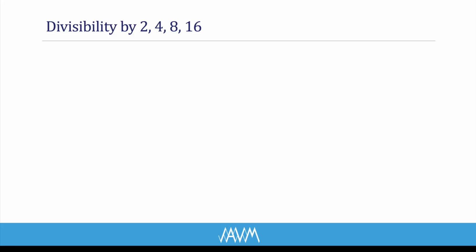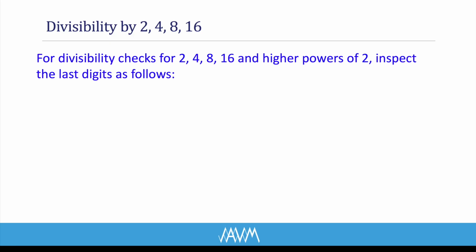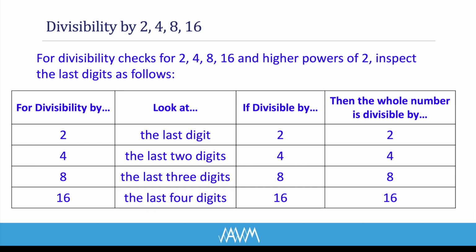Divisibility by 2, 4, 8, 16. For divisibility checks for 2, 4, 8 and 16 and higher powers of 2, we inspect the last digits as follows. For divisibility by 2, we look at the last digit. If it's divisible by 2, then the whole number is. For 4, we look at the last two digits, and if divisible by 4, then the whole number is. For 8, we look at the last three digits, and if that number is divisible by 8, then so is the whole number. Similarly, for 16, we look at the last four digits.